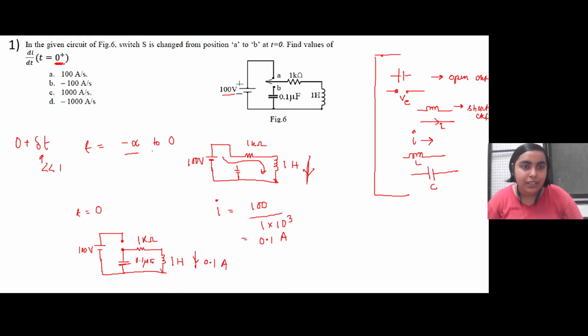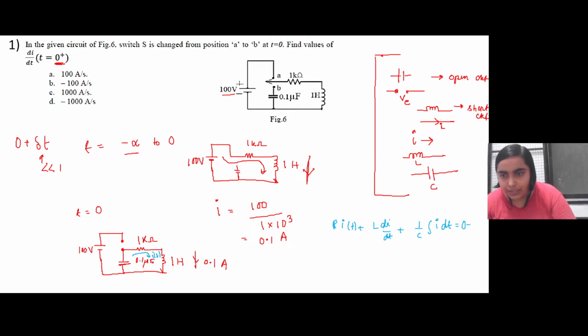Under that condition, the equation in this particular loop will be given by, if we assume that a current i of t is flowing in this circuit, R into i of t plus L di by dt plus 1 by C integration of i dt. This is the equation.